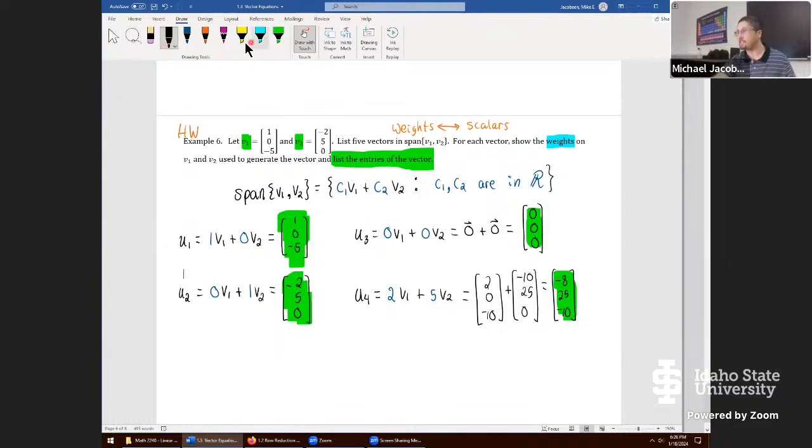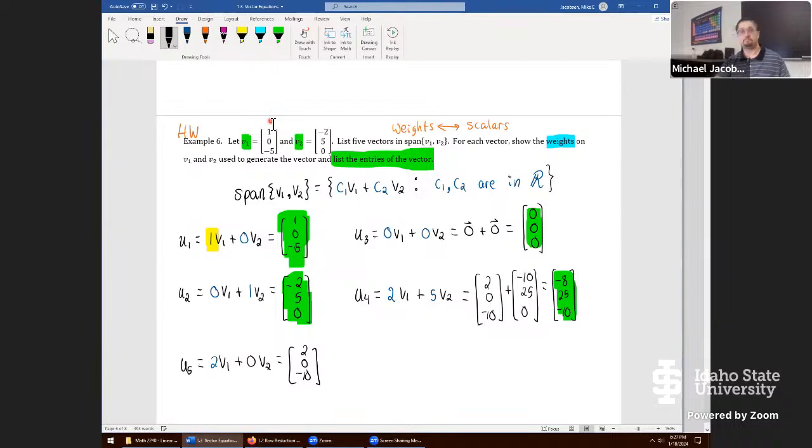But you know what a good strategy would be, if you just want to list 5 vectors as fast as possible, you could use this idea. U1 could be 1 times v1, and always keep a 0 there. I mean, that's allowed. c1, c2 can be any real number. Your next vector could be twice v1, 3 times v1, 4 times v1, 5 times v1, and you're done. You would really be following the instructions to the letter. Those are all vectors inside the span. So let's make our u5 be equal to 2v1 plus 0v2. So we're multiplying v1 by 2. This is going to turn into 2, 0, negative 10.